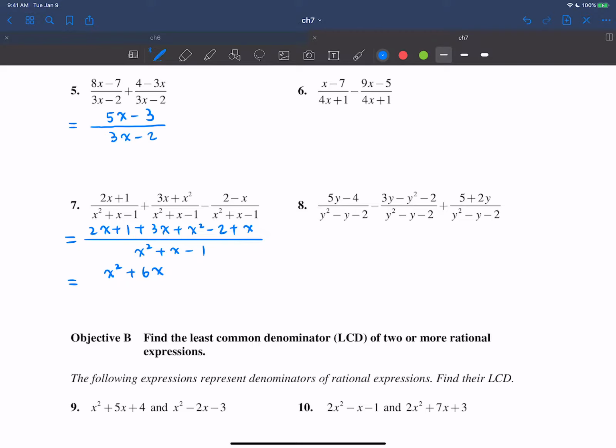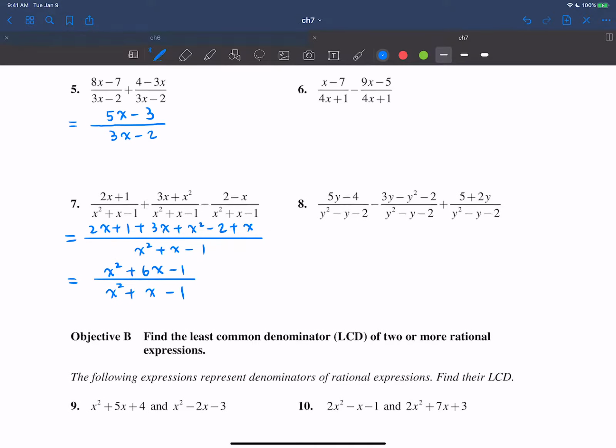Finally, the constant part, 1 minus 2, that's negative 1, over the denominator, x squared plus x minus 1. There is a chance that we can factor the quadratic part from the top and the bottom and then maybe cross out some common factors. That could be a possibility, but for this one, it's impossible to factor those two parts. So we will just keep it like this. That's our final answer.